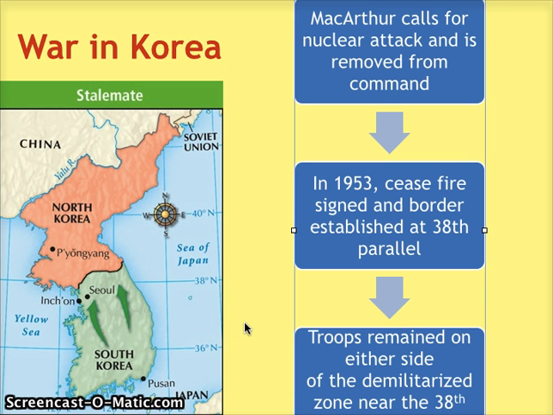We have troops remaining on either side of the demilitarized zone. So the 38th parallel, this is a demilitarized zone, which means there's no military there. It's sort of the peaceful zone.